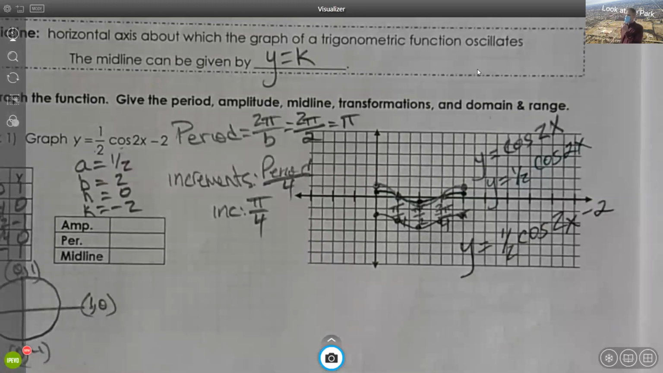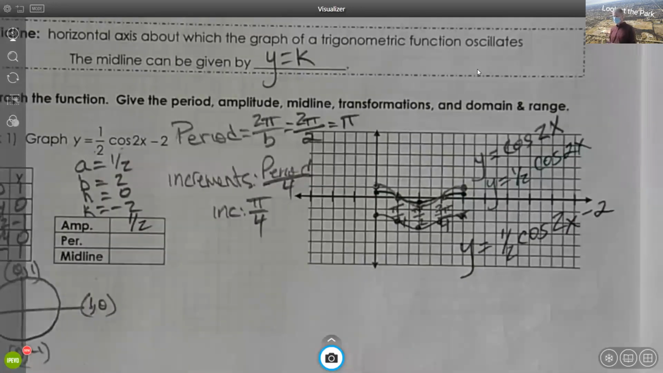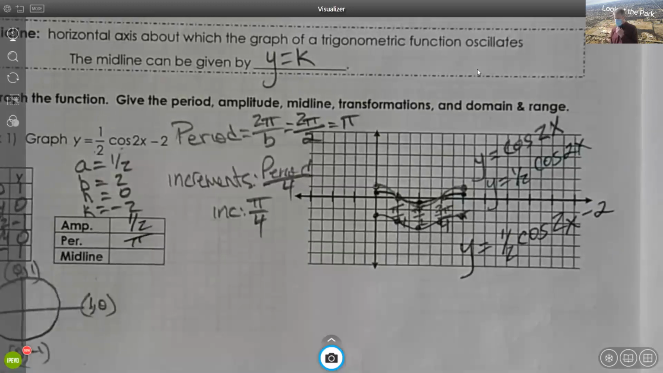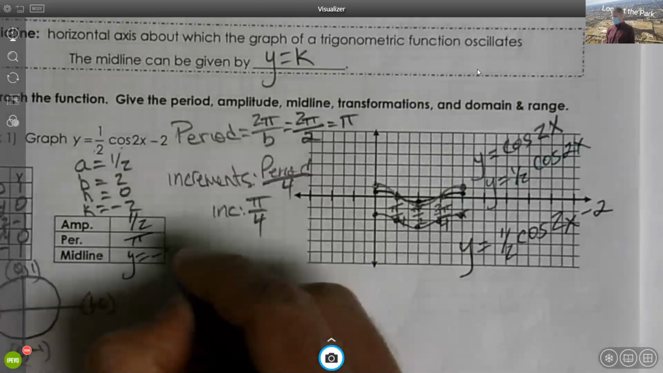By looking at this, we can see that the amplitude is really small. It's a half. The absolute value of your A is your amplitude. The period we already calculated was pi. And the midline, that is your k value. That was y equals -2.